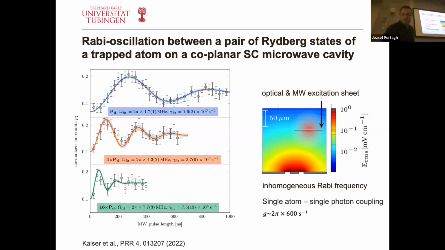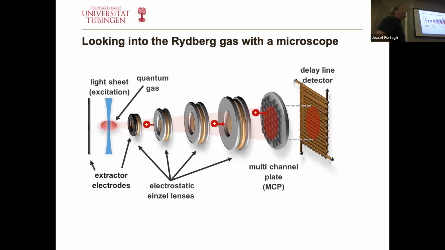Therefore, we decided to look at the Stark map of rubidium that we use for those experiments in a completely separate system far away from the surface. So essentially, we create a magneto-optical trap. In this magneto-optical trap, with 780 nanometer light always present, we excite with a blue laser that is focused to a light sheet, Rydberg atoms, again in a light sheet.